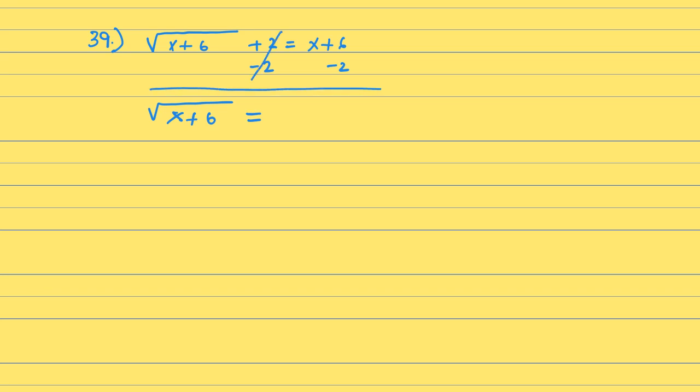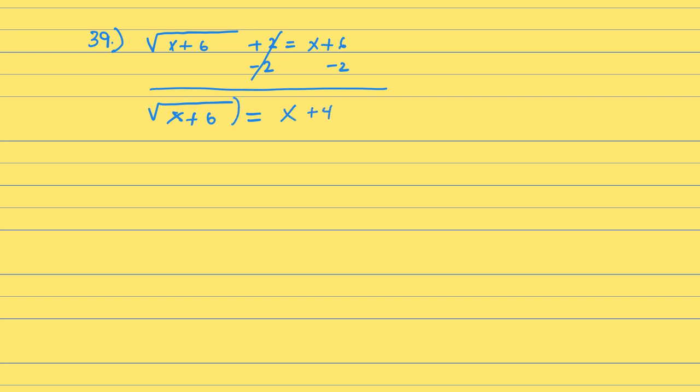I know I wasn't planning to do 39, but I'm going to go ahead and do it. So we have the square root of x plus 6 plus 2 is equal to x plus 6. So you notice that that 2, we don't want it there, so we're going to subtract 2 from both sides. So you have the square root of x plus 6 is equal to, that's 0. And of course, I like to draw that line. So you have x, and then we have 6 minus 2 is 4.